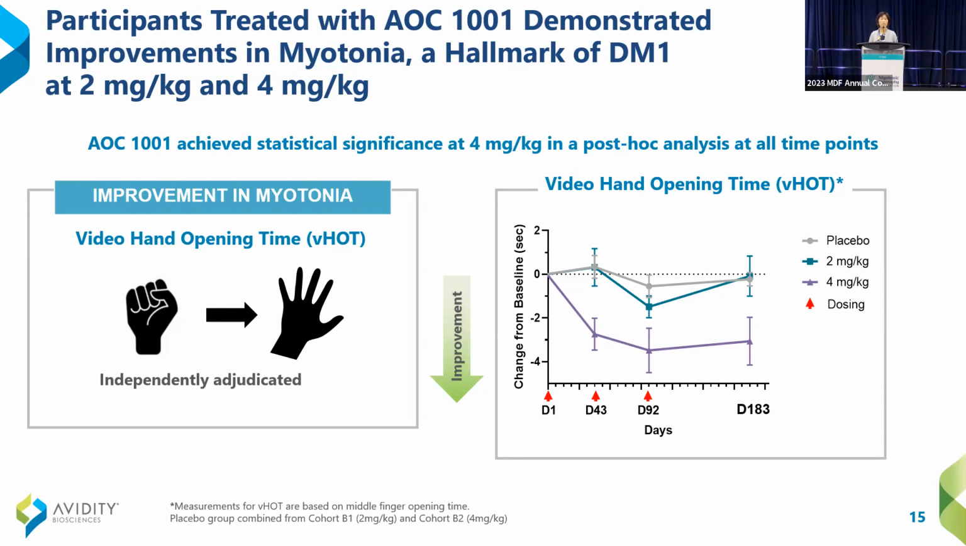The y-axis indicates change from baseline. If they had a decrease in the time it takes to open the hand fully, then there's an improvement and the line will go down. As you can see, most strikingly, the purple line showing the 4 milligram per kilogram cohort had a 3-second decrease on average in the hand opening time after a single dose, and this improvement is sustained through 6 months in the trial.